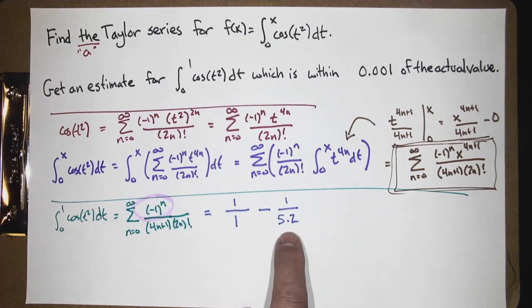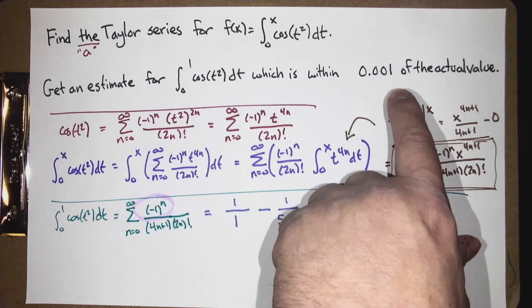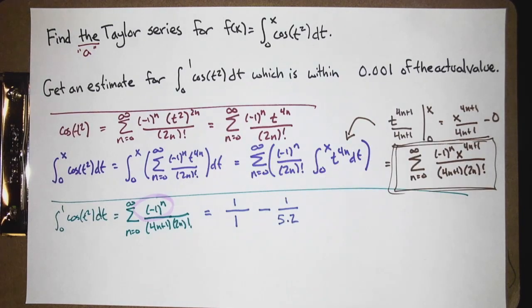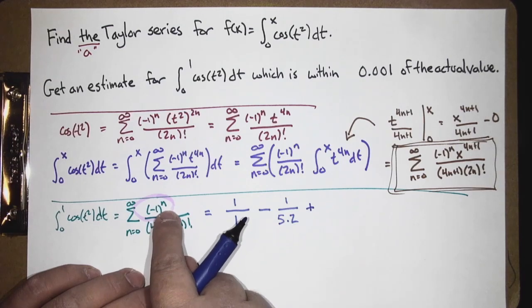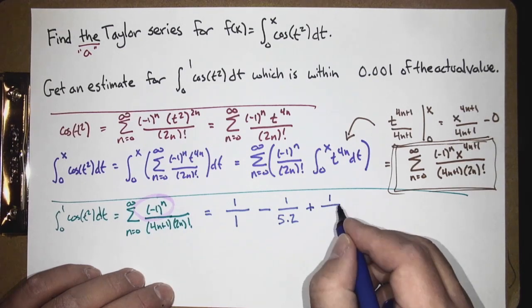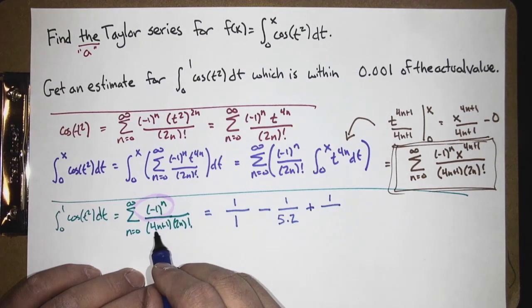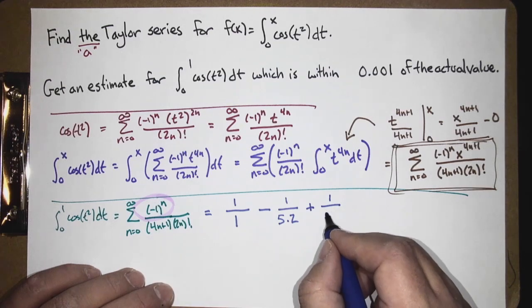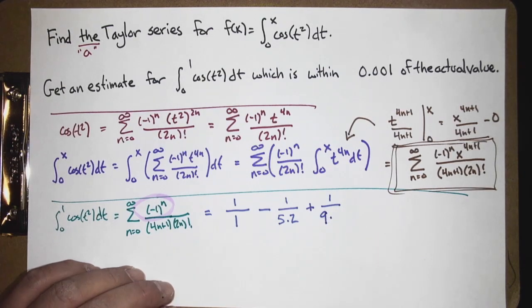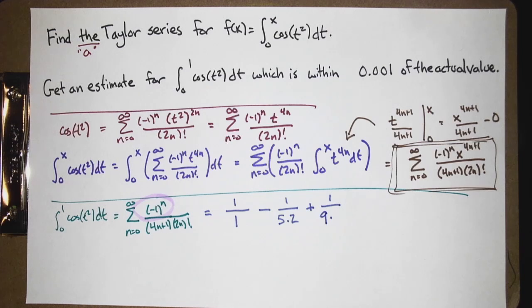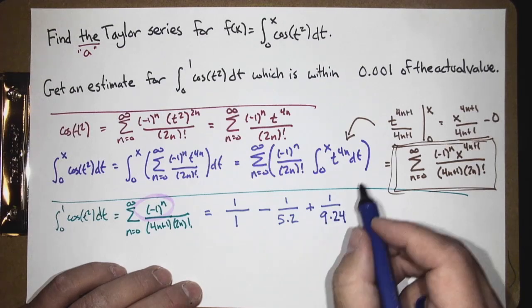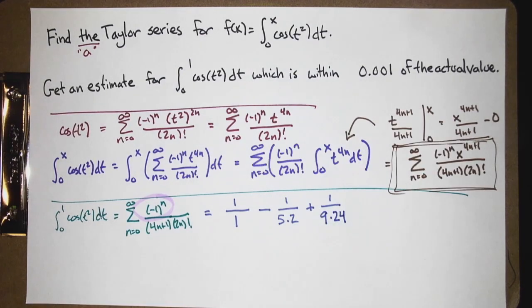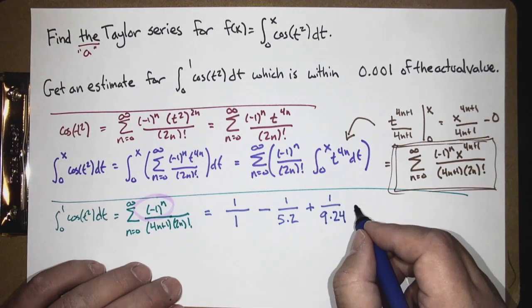Now, is 1 over 10 smaller than 0.001? No. Okay, so we keep going. Plus, because we're at n equals 2, minus 1 squared. Downstairs, we'll have 4 times 2 plus 1 is 9 times 4 factorial. 4 factorial? 24. Okay, is this smaller than 1 over 1,000? No. So we'll keep going.